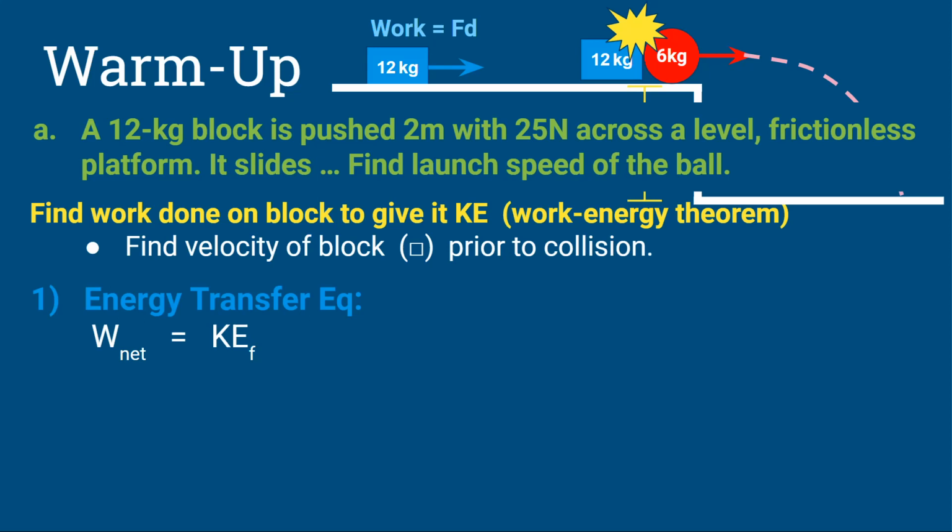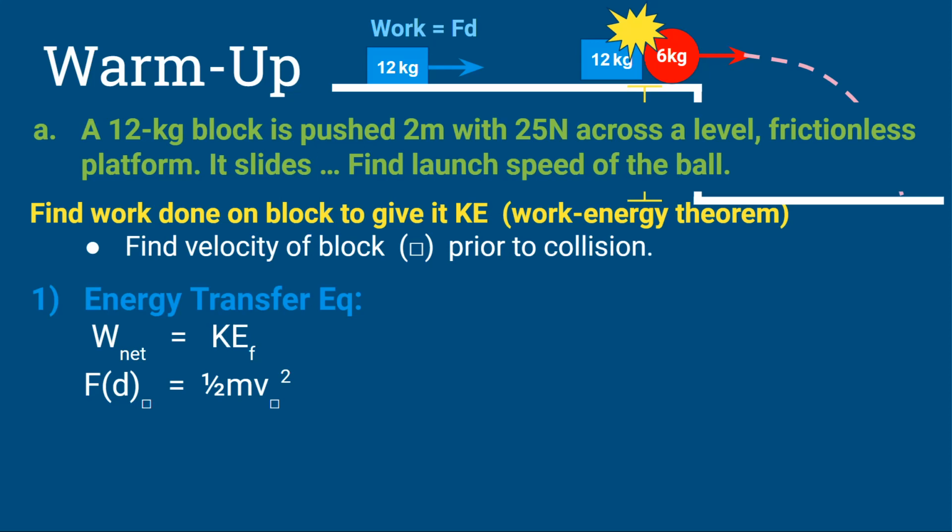The net work done on that block is going to equal the kinetic energy that it has after the work is done. However much work was done on the block is going to help us determine how much kinetic energy it has, and of course if we know that we can figure out how fast it's going. So this is the first step, and we know that work is force times displacement.